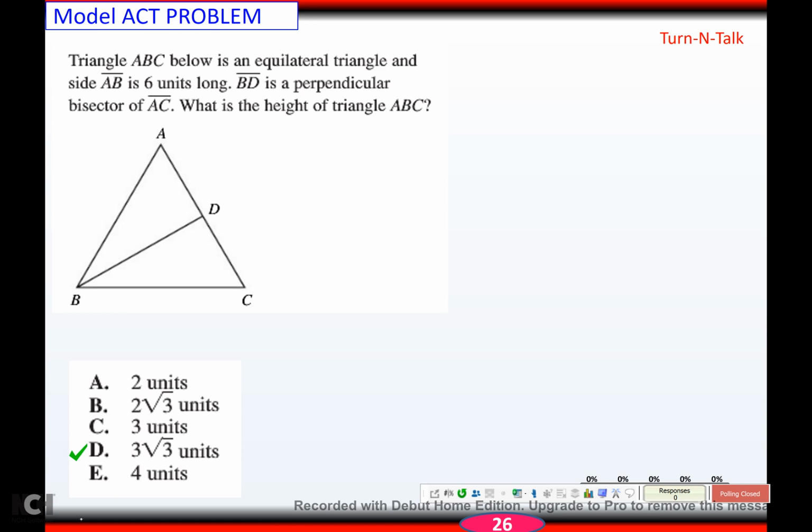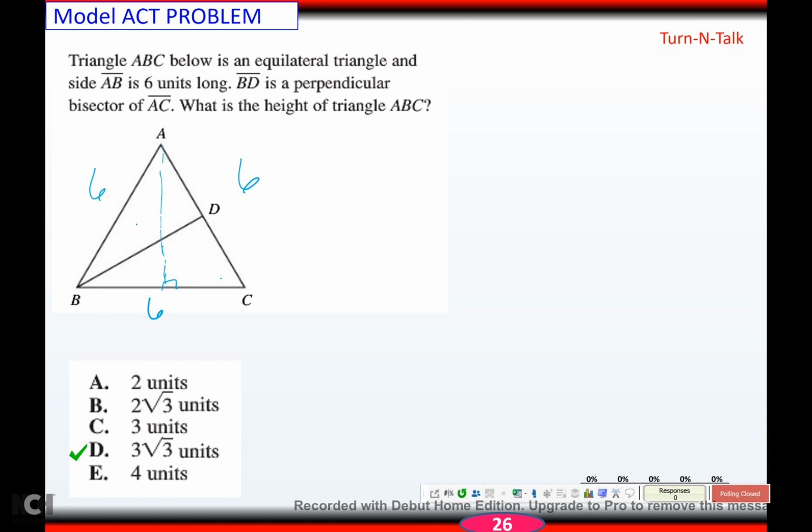And hopefully you got D. So it says triangle ABC below is an equilateral triangle and side AB is 6 units long, which means this side is 6 and this side is 6. And they want to know the height of triangle ABC. Well, to get the height, I've got the base, I need to know the area or something else. All right?